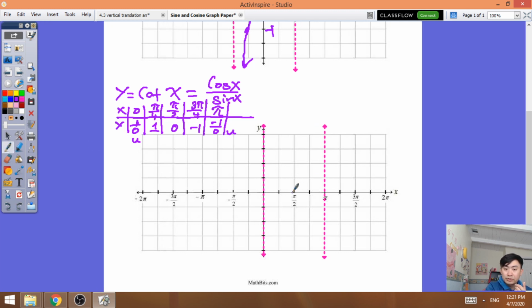cotangent of pi over 2 is 0. And then cotangent of pi over 4, that's 1, right up here. Okay, down here is negative 1. And then cotangent of 3 pi over 4, we do have negative 1 right here. Again, it's a cubic curve, but it's a reflected cubic curve. So simply connect those dots.